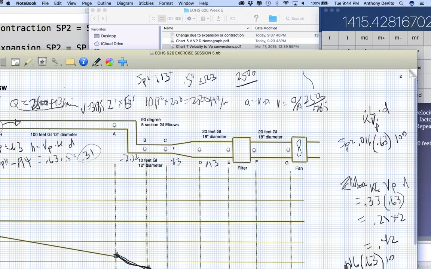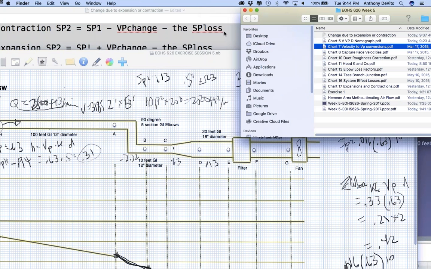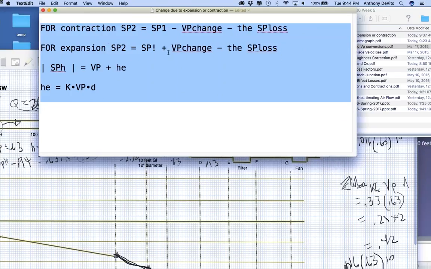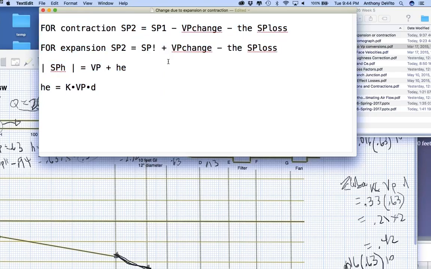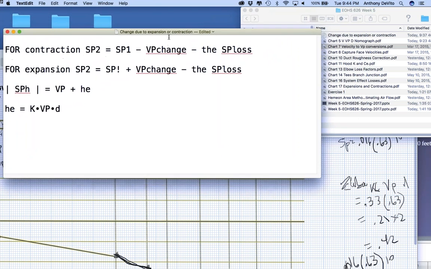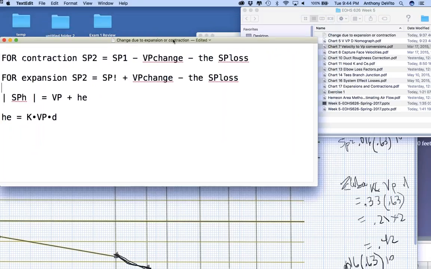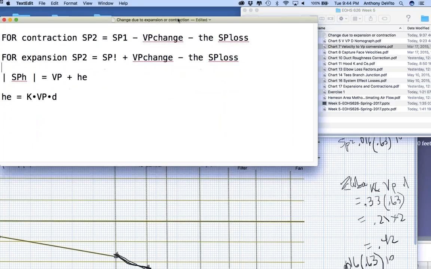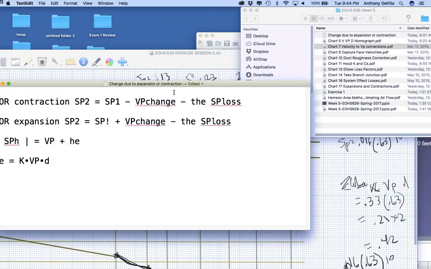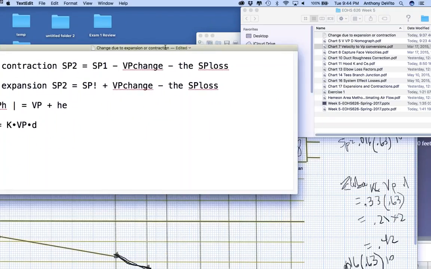So now, let me go back to my equation. Static pressure 2 is going to be equal to static pressure 1, which was 2.5 or something like that, plus the velocity pressure change minus the static pressure loss. So it's going to be 2.5 plus, what was the change?